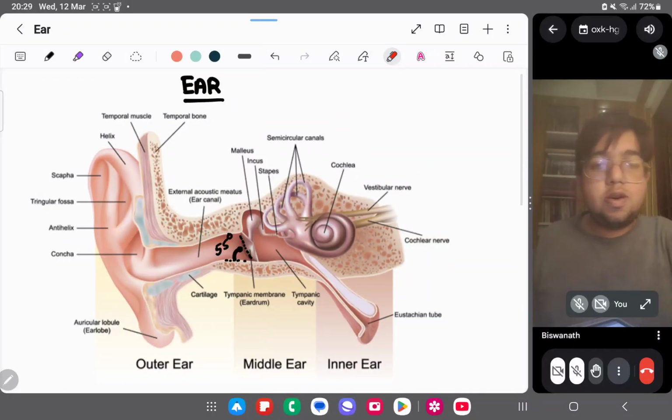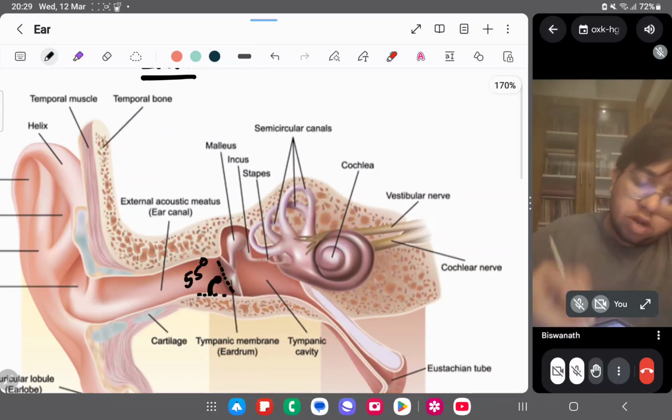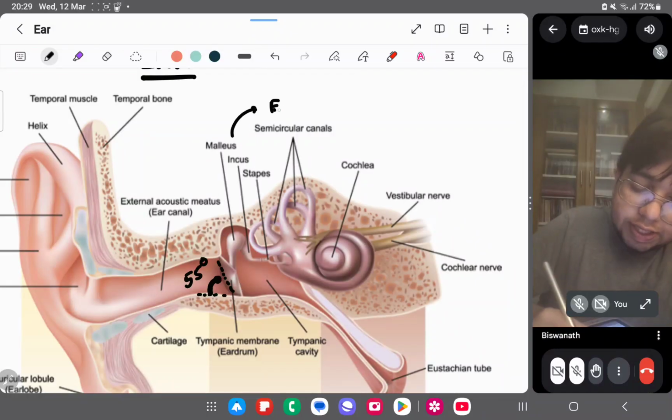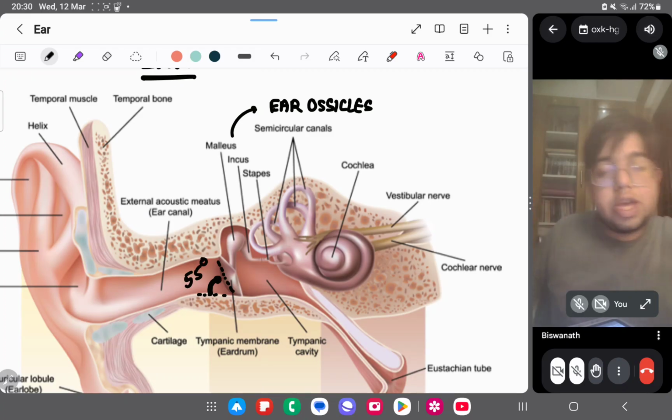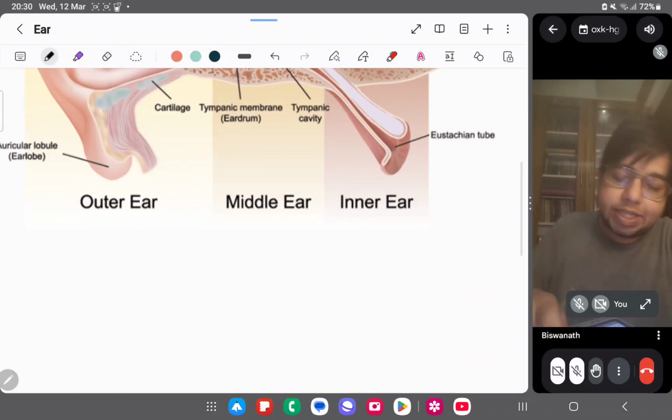Done. So we observed the basic anatomy of the ear. This malleus and stapes are called what? Ear ossicles. Okay. If you all know that, then let's move ahead and discuss the external ear.